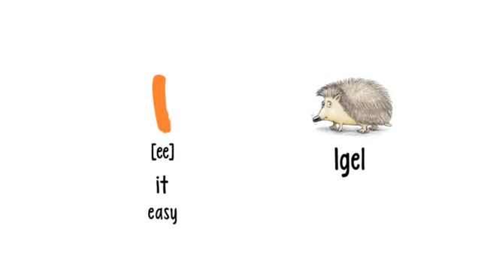The next letter is I. I is pronounced like, in the short form, it. In the longer version, it's pronounced like the E in the word easy. The German word with the letter I is Igel, which means hedgehog.